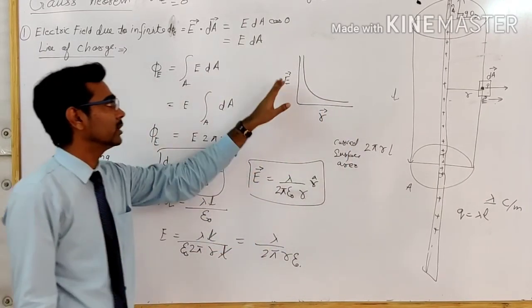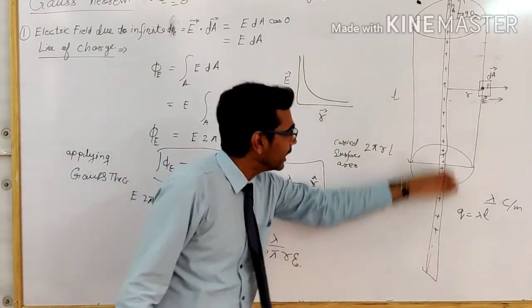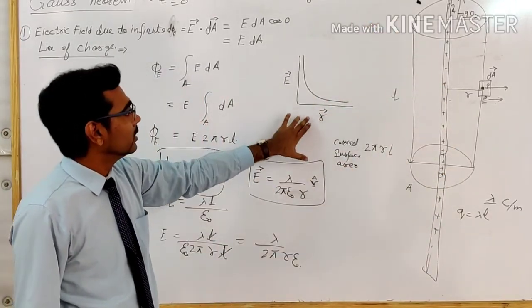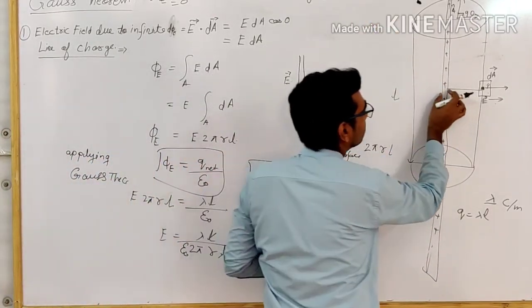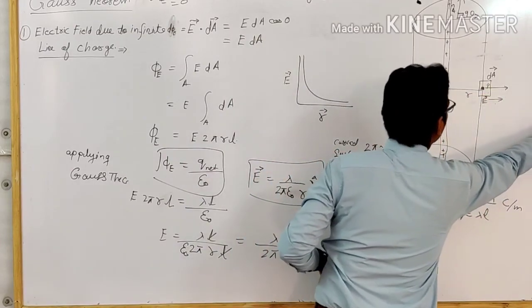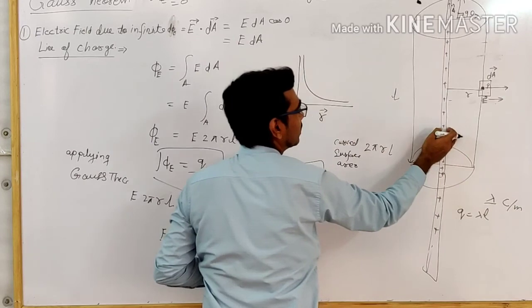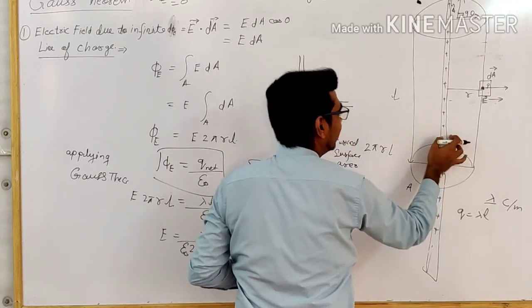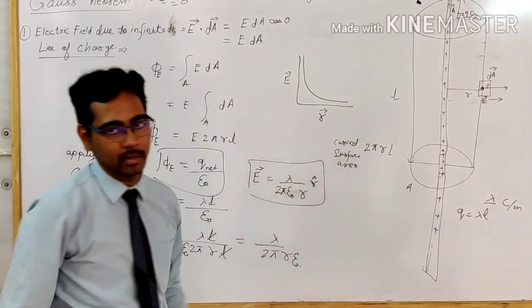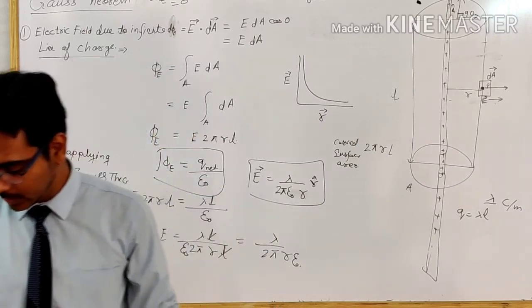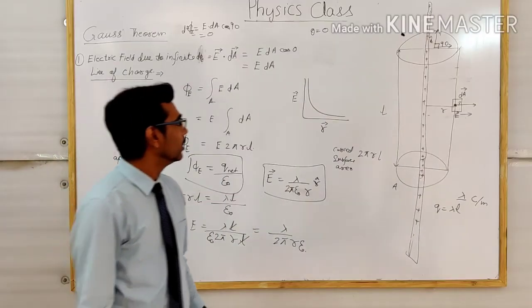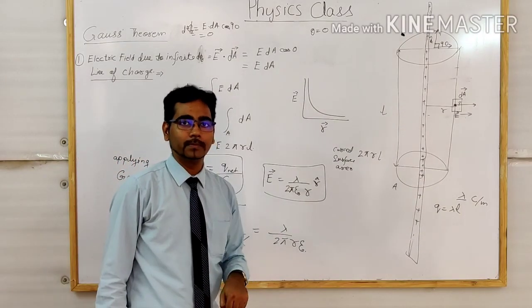This is the variation of the electric field due to an infinite line of charge. It changes with R. As you go away, the electric field decreases. As you come close to the line, R reduces and the electric field will increase. It's an inverse relationship. Okay, that's all for this part.